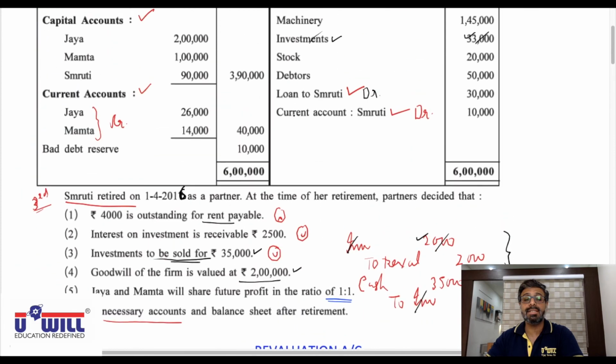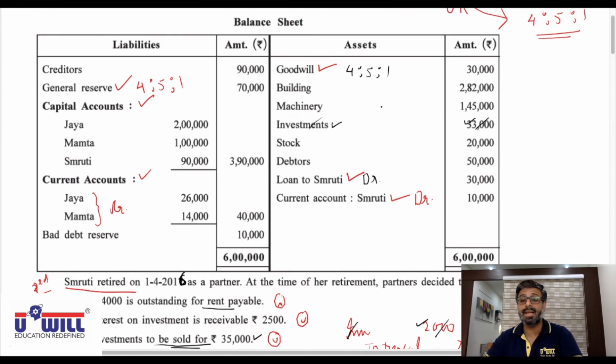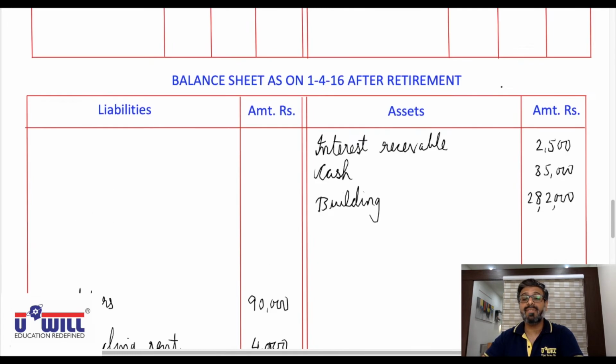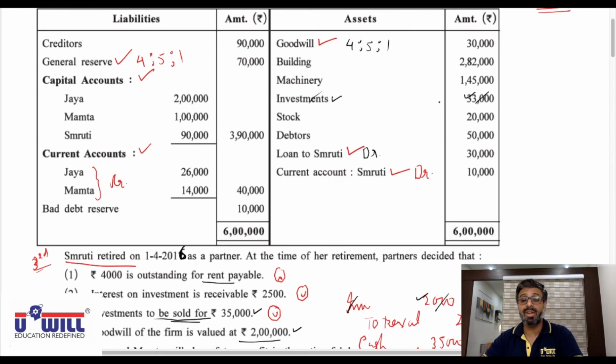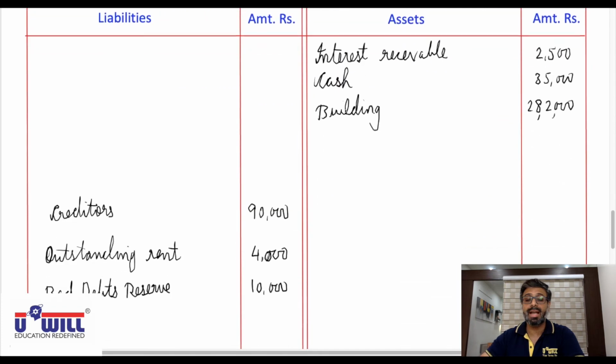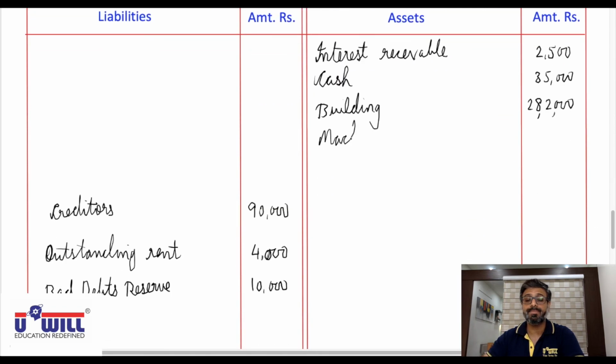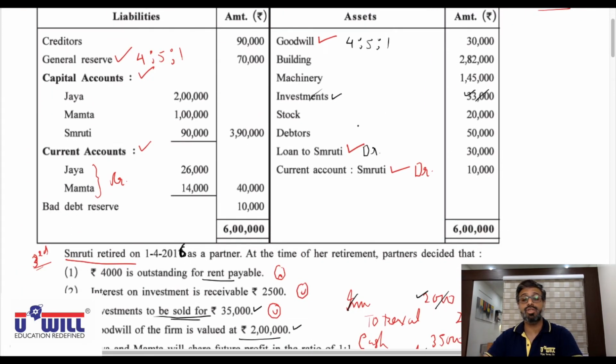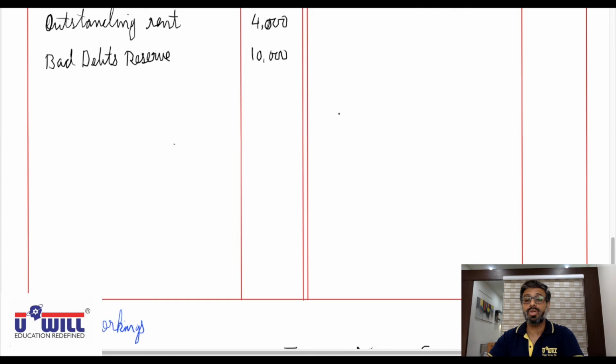Then further, on the asset side we have goodwill, already recorded. Building 2,82,000 as it is. Then after building we have machinery 1,45,000 as it is. Then after machinery, investments are being sold, so they will not come in the balance sheet. Stock 20,000 as it is.